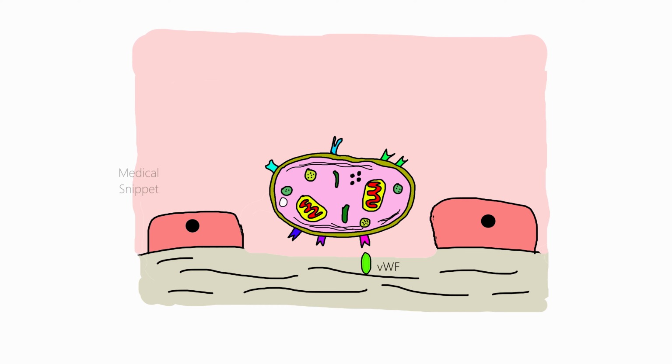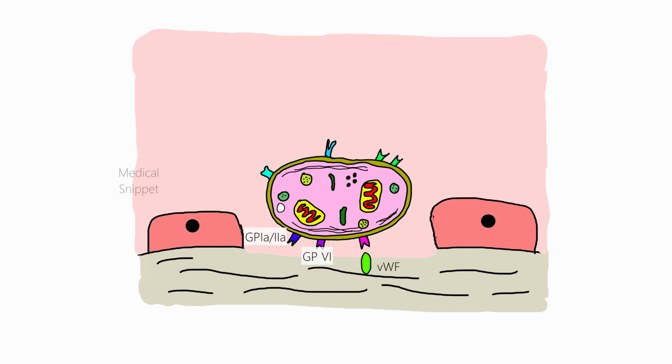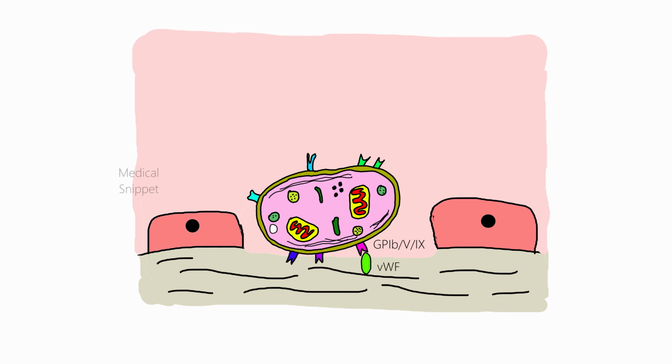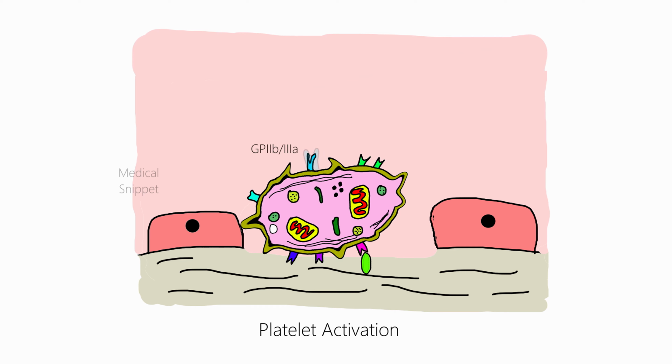Platelets express several glycoproteins, integrin receptors. Glycoprotein 1A, 2A and glycoprotein 6 receptors bind to collagen. And glycoprotein 1B, 5, 9 receptors bind to von Willebrand factor of the subendothelial matrix. This platelet adhesion causes platelet activation. The activated platelets change shape to increase the surface area. The activated platelets express activated fibrinogen receptors, called glycoprotein 2B, 3A receptors.